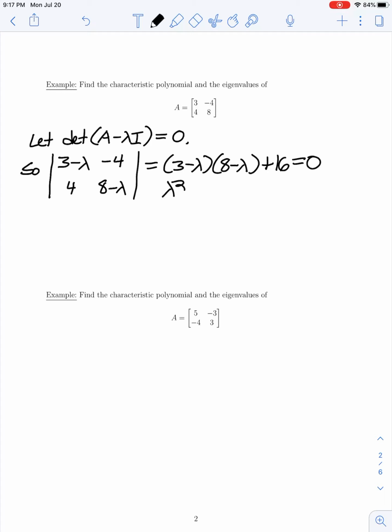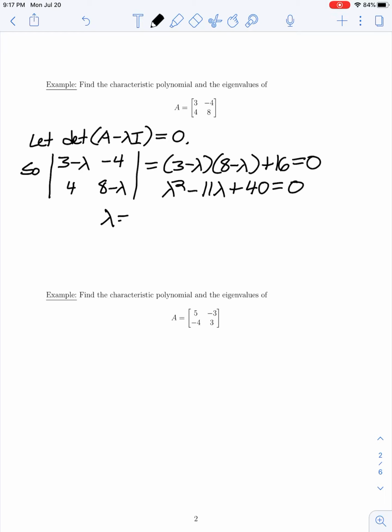So expanding, we have lambda squared minus 8 lambda minus 3 lambda would be minus 11 lambda, plus 24 and then plus 16 would be plus 40 is equal to 0. So now to solve, if it doesn't factor easily, we could make use of the quadratic formula to find our roots.